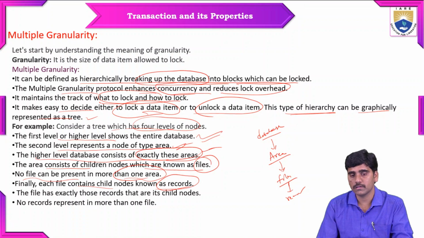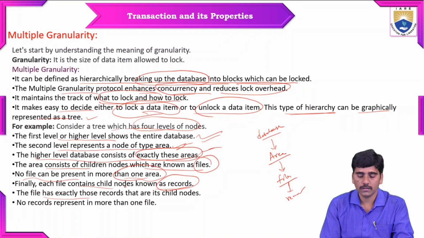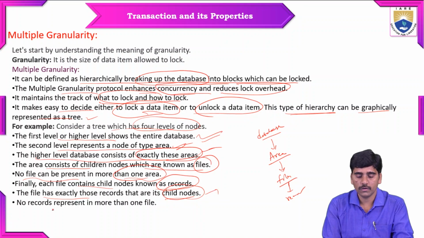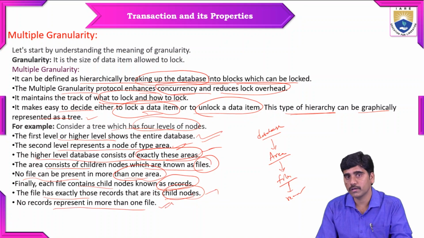Child nodes known as records. The file contains exactly those records that are its child nodes, and no record is present in more than one file.